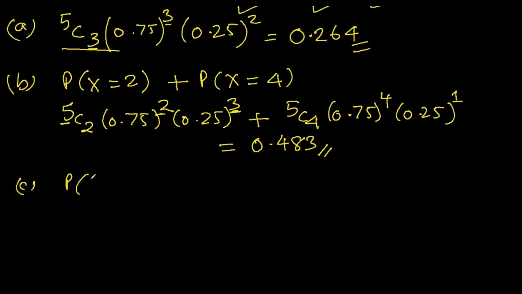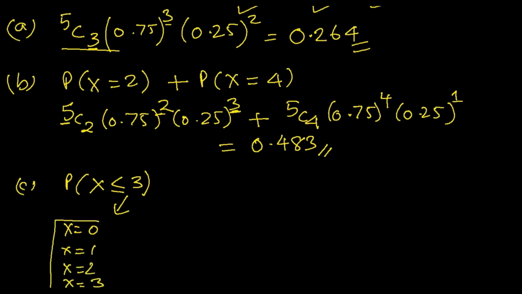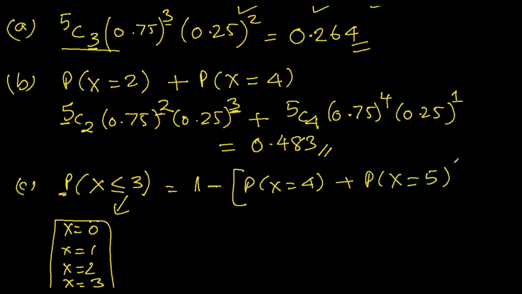Part 3, at most 3. At most 3 means probability of x is equal to or less than 3. So which includes x equal to 0, x equal to 1, x equal to 2, x equal to 3 itself. 4 of them. So better would be, because it's a probability, we can exclude these 4. How? By subtracting from 1, and we would use P(x equal to 4) and P(x equal to 5). We excluded them, but by subtracting from 1, we actually included them. And we can just find the probability of these two and we'll get it.